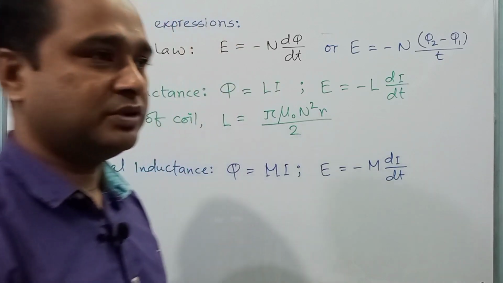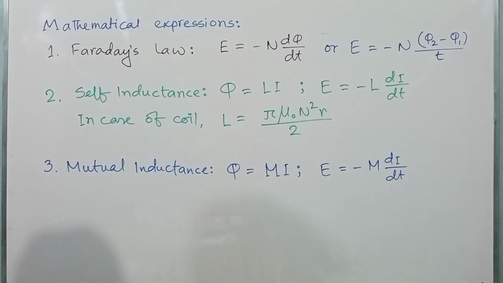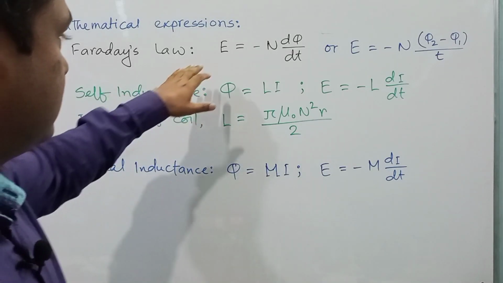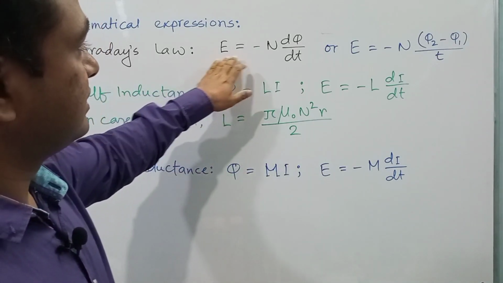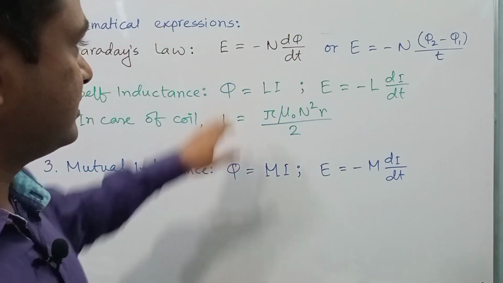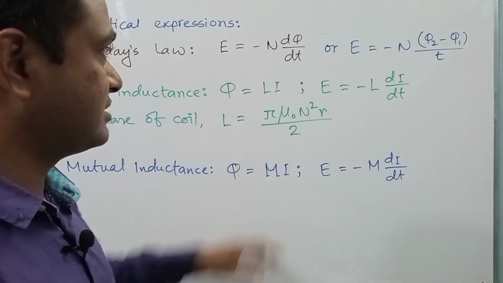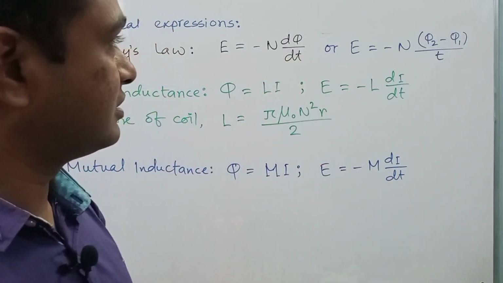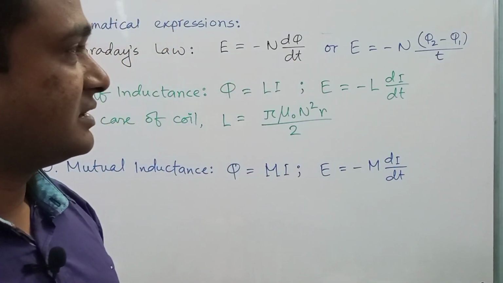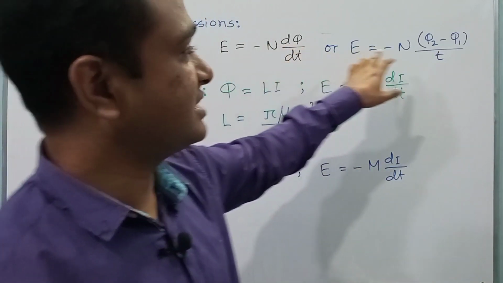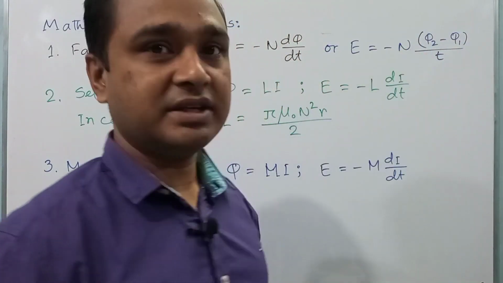Dear students, in our previous video we observed these mathematical expressions for our problems. First, Faraday's law: the induced EMF E is equal to minus n d phi by dt. Here E is the induced EMF, n is the number of turns, d phi is the change of flux, and dt is the required time. Or if the flux is denoted by phi 1 and phi 2, then the change of flux can be expressed as phi 2 minus phi 1, divided by t.